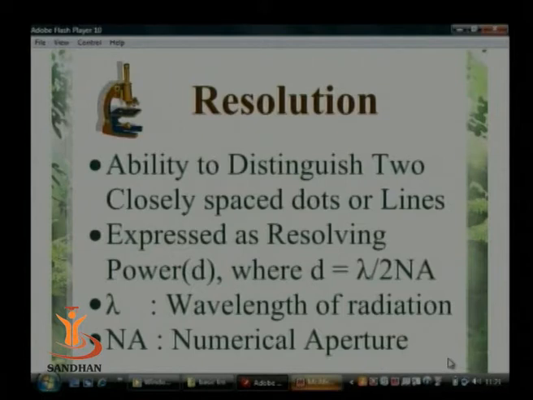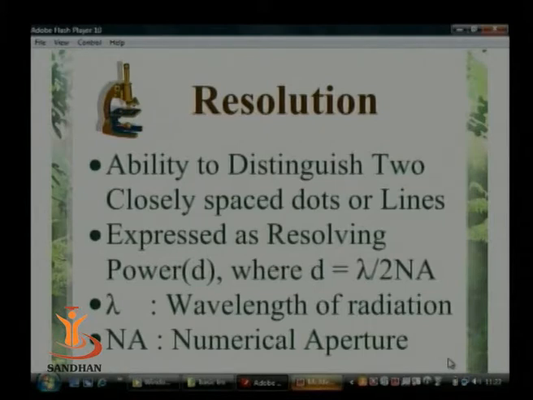It is dependent upon, number one, the wavelength of the light which is being employed for the illumination of the microscope, or any other kind of electromagnetic radiation which will be used for the production of the magnified image of the object. And it is also dependent upon the numerical aperture. As can be seen on your screen, there is a properly derived formula for the resolving power of the microscope, where resolving power is depicted as D, and this is equal to lambda, the wavelength of the light, divided by twice the value of numerical aperture.